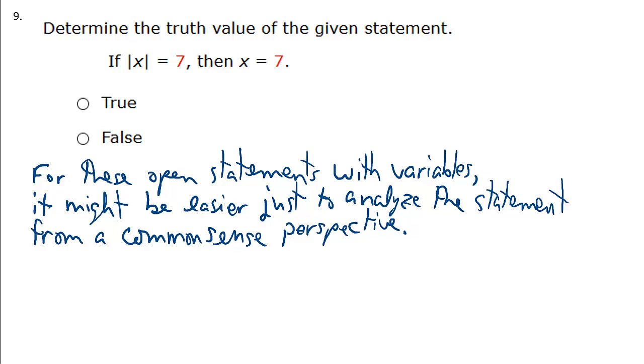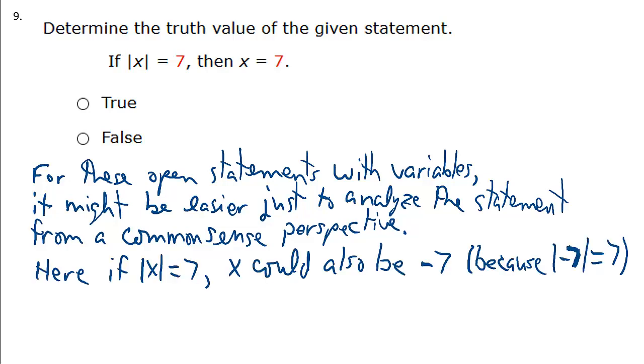I think I can just think about this and figure it out, because I know that if the absolute value of x is equal to 7, then x could either be 7 or it could be minus 7, because the absolute value of 7 is 7, but the absolute value of minus 7 is also 7. So what I'm really saying is, if x is plus or minus 7, then x is 7. Well, that's obviously false. If x is 7, then x is 7. But if x is plus or minus 7, then you don't necessarily know that x is going to be 7. So I think that's probably the best way to do it.